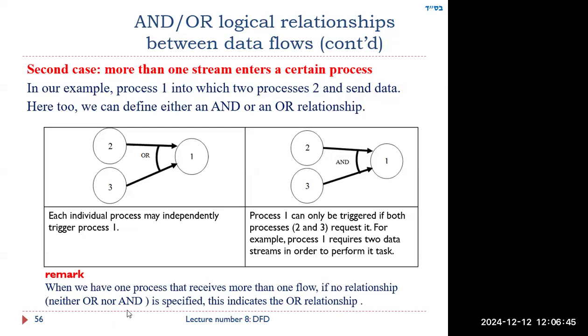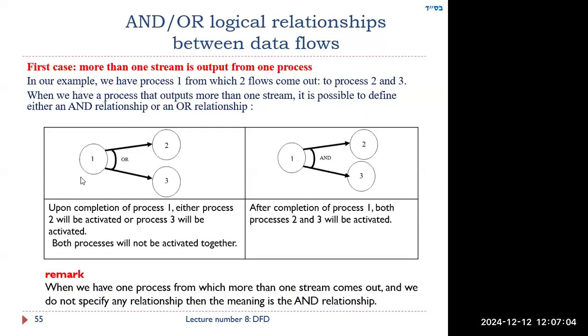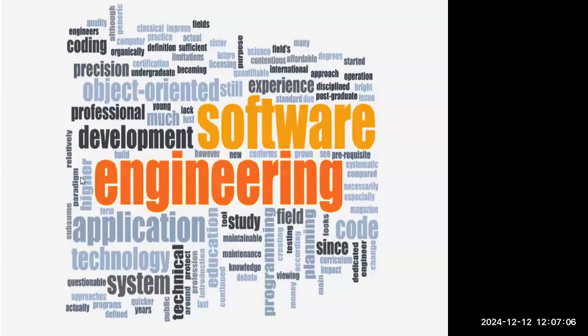When we have one process that receives more than one flow, if no relationship, neither or nor and, is specified, this indicates that it's the or relationship. So going in, the default is or, going out, the default is and. That's it.